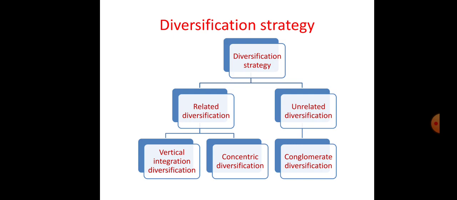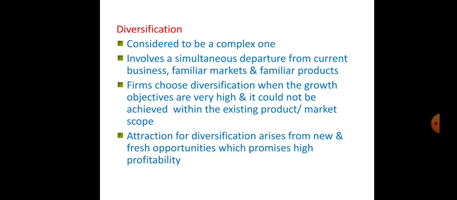The next important concept is the diversification strategy. In diversification strategy, we have different types: related and unrelated. Under related diversification, again we have two, vertical and concentric. In the unrelated diversification, we have one type, that is conglomerate diversification.